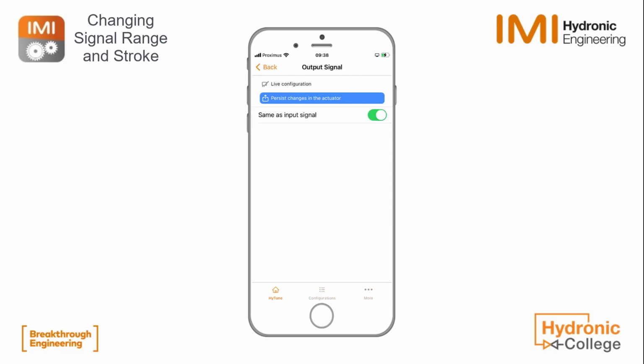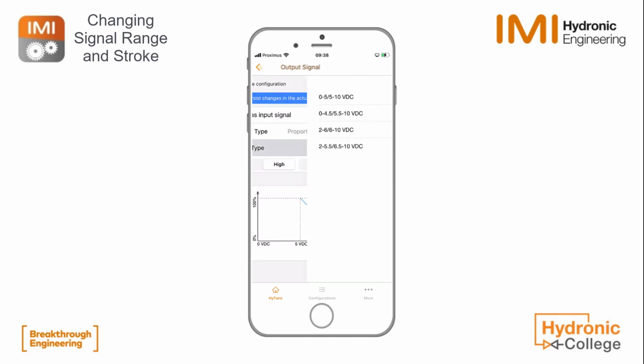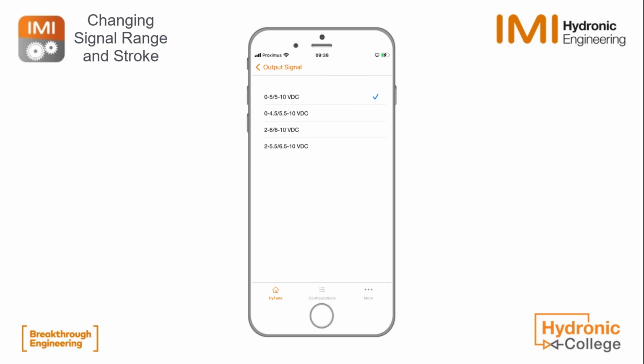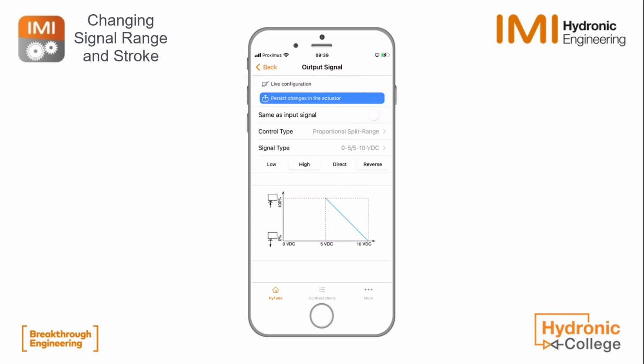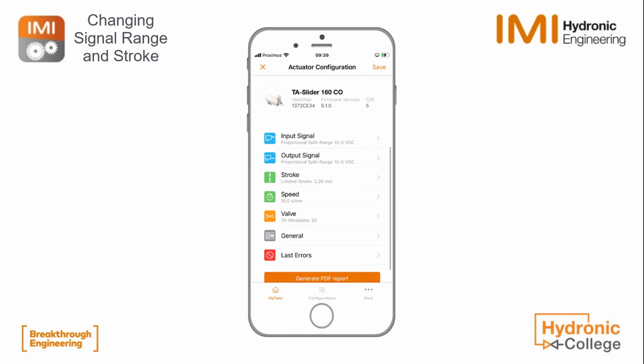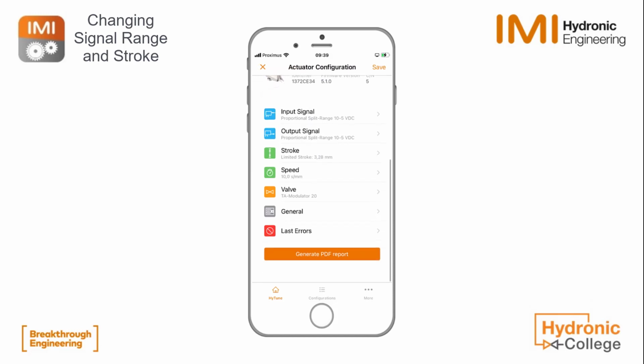Now let's look at the output signal. Here we have the same as the input signal. We can change that, and we have the same options: proportional, split range or dual range. And then again we can set different values for the ranges, or set in low or in high, or direct or reverse again.